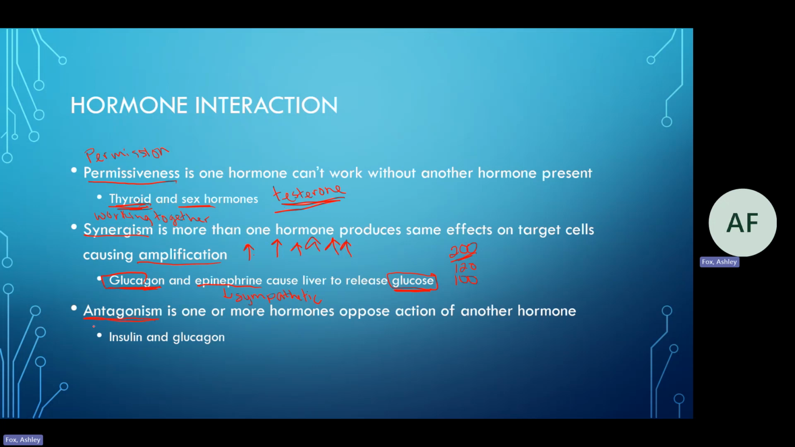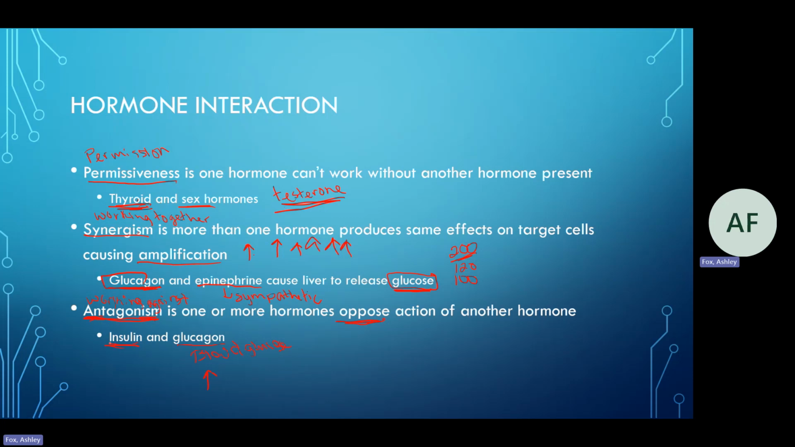Antagonism is going to be where you antagonize or you have the opposite effect. So these are going to be working against each other. So you can think against each other, working against. This is where they have opposite reactions. One goes up, one goes down. So glucagon is going to be the other example, where your blood glucose is increased by glucagon. So your blood glucose goes up.